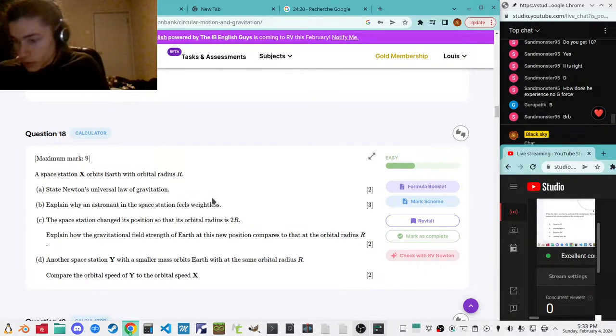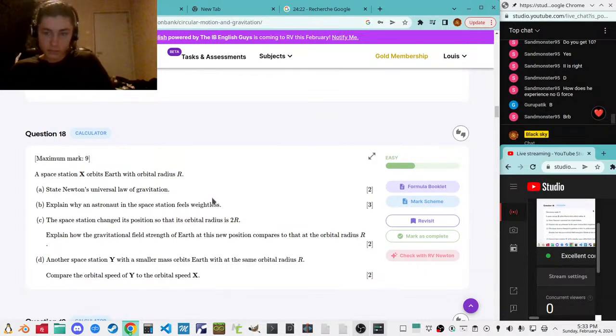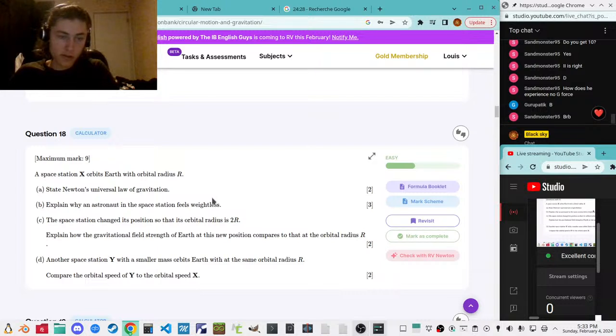This is a weird topic, which I clearly don't understand. A space station X orbits Earth with orbital radius r. State Newton's universal law of gravitation. It's GMm over r squared, where you can define all the variables.